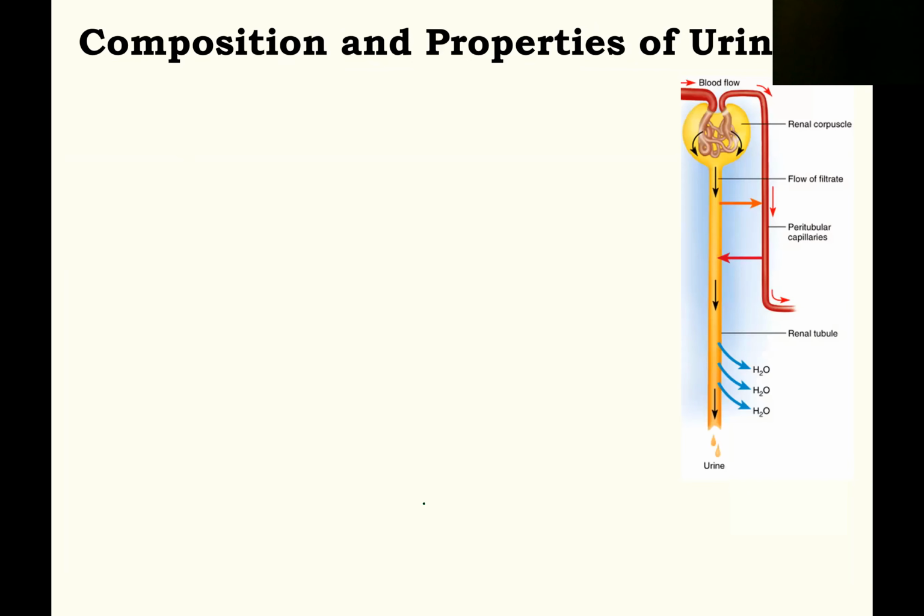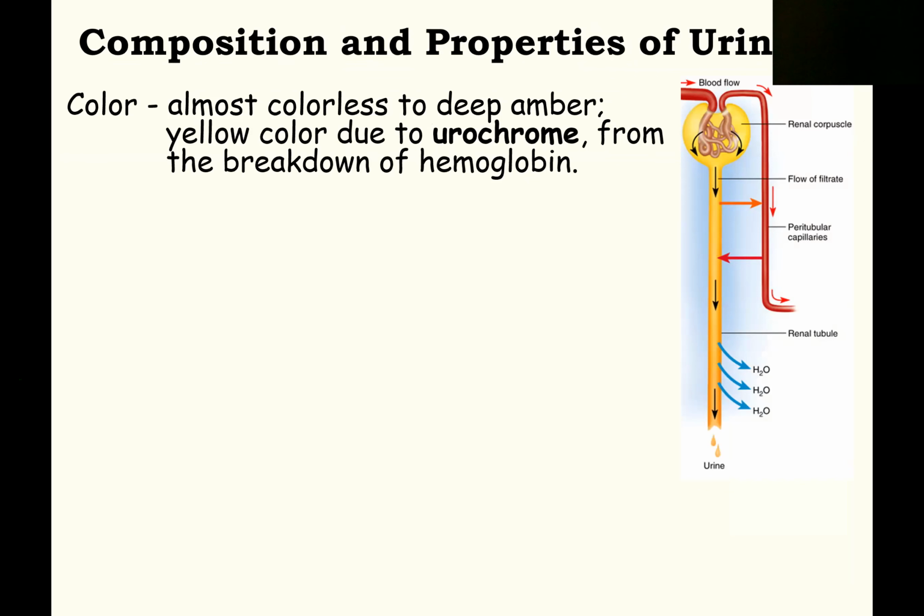So, composition and properties of urine. Color: it typically ranges from colorless to deep amber. The yellow comes from urochrome. Urochrome is a breakdown product of hemoglobin, so it's one of those pigments that's generated when we break down hemoglobin. Now, there are foods, drugs, and disease processes that can alter the color of urine.